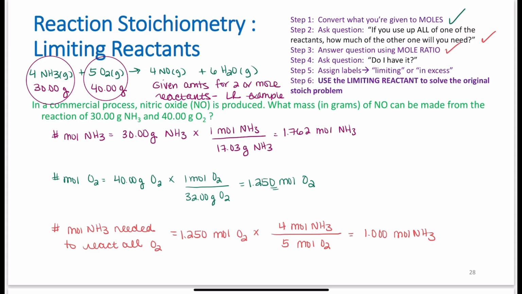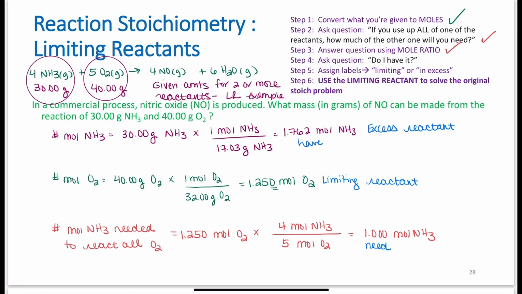I then ask myself, and I've done step 3. Ask myself, do I have it? Do I have enough? I need 1.00 moles of NH3. I have 1.762 moles of NH3. Yes, I have enough. I have enough ammonia to completely react all of the oxygen present. So that tells me that this is my excess reactant because I have more than enough. This is my limiting reactant because it's going to run out. I have more than enough ammonia to react all of it.